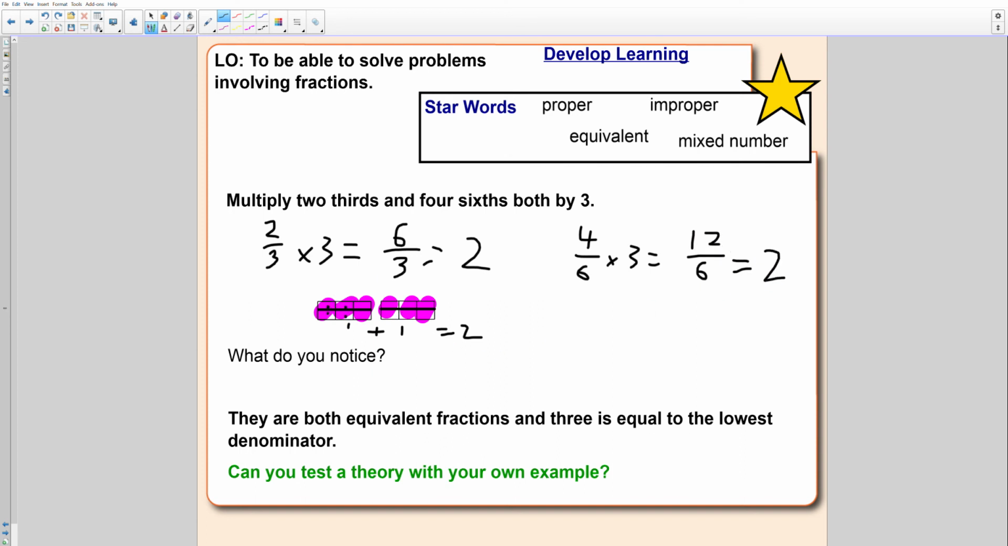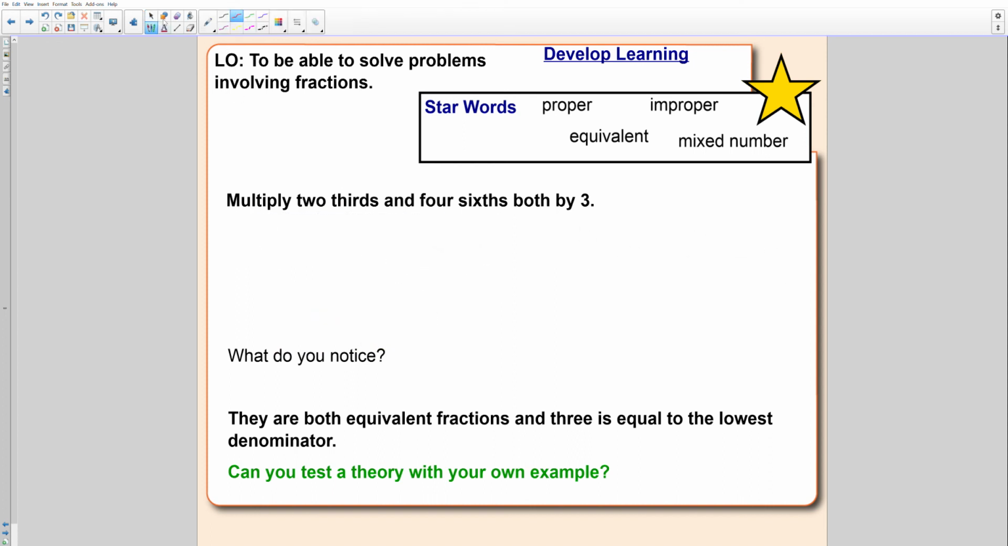1, 2, 3, 4, different colour. 1, 2, 3, 4, and a different colour again. 1, 2, 3, 4. I've got 3 lots of 4 over 6, and I've still got 2 wholes. That's because they're the same thing. Could you test it with your own example? See if you can come up with one. If not, I'll give you one shortly. Not sure about which one to do? Try 1/2 times 4 and 2/4 times 4 and see what you come up with.